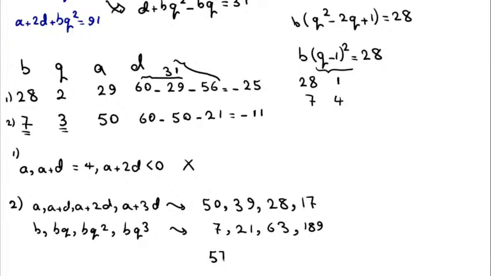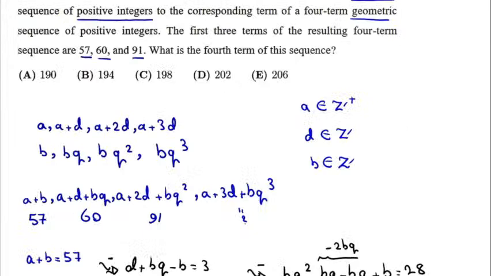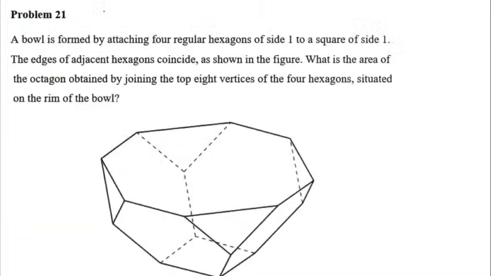The problem says the next one is 60, it's okay. The next one, 88, 91, it's okay. And the fourth term, 7 plus 9, 16. We have 1 plus 8 plus 1, 0, 2, 0, 6. So let's check. The answer is E.